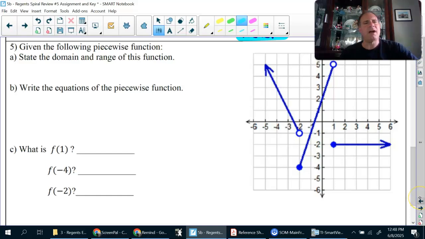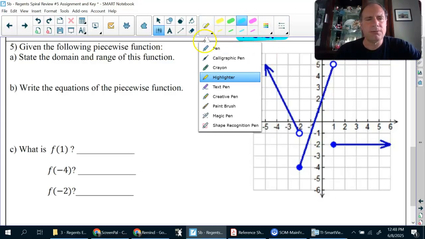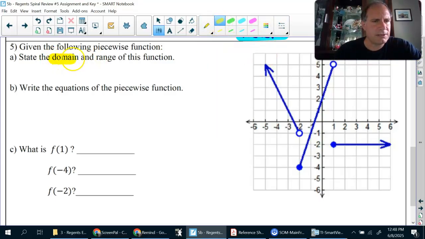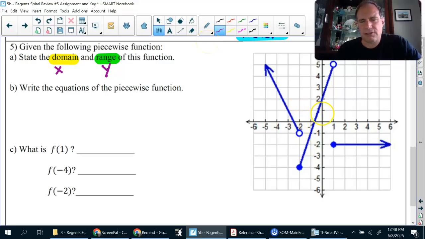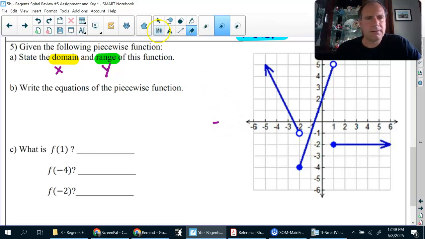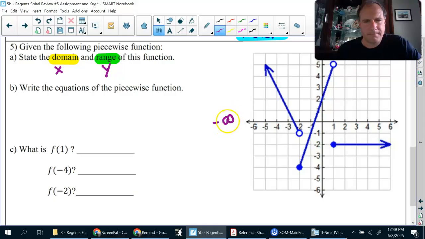All right. So number 5, state the domain and range of this function. So just remember, domain is the list of all x's, and range is a list of all y's. So remember x and y. So let's talk about the domain first. Do you see how this goes on forever in this direction? So you're talking about negative infinity. Now, do you see how this goes on forever in that direction? That is positive infinity.